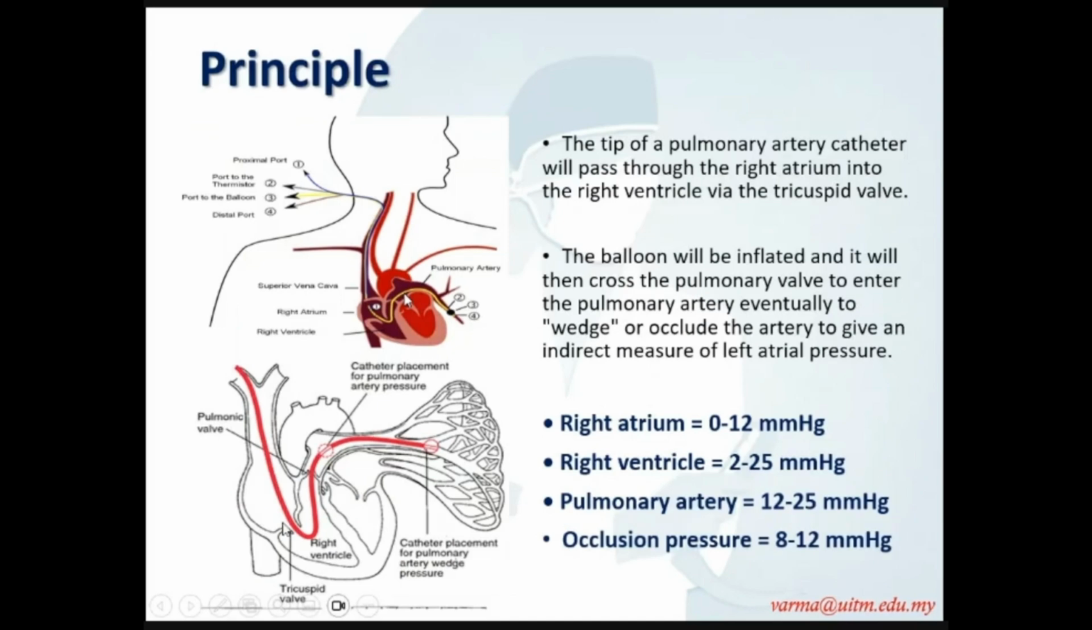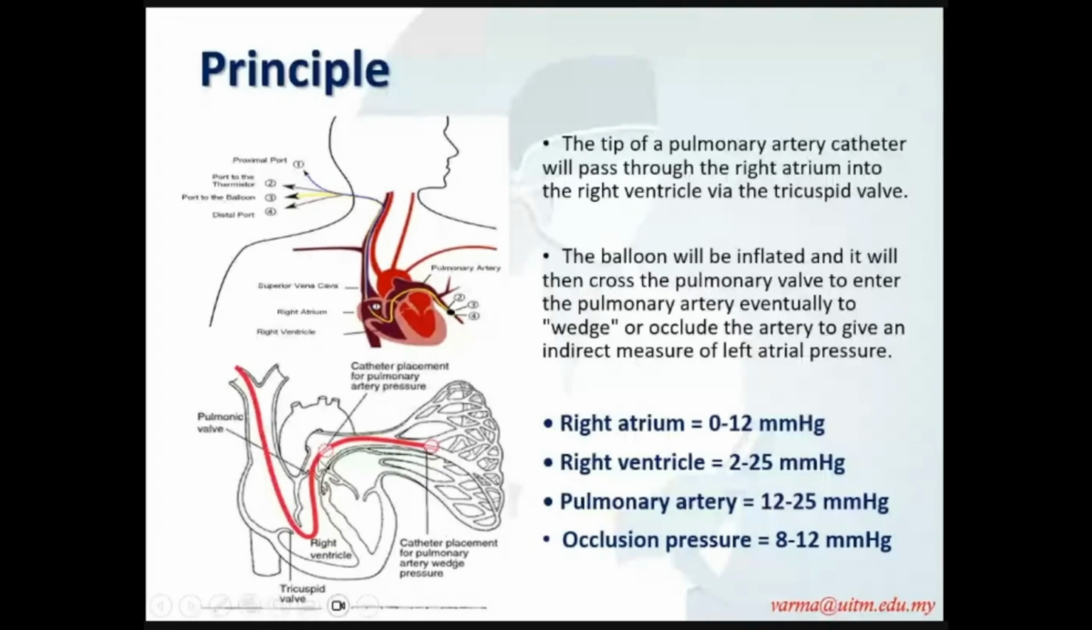So the moment we have passed into the right ventricle, we will inflate the balloon, and it will still be able to go through the pulmonary valve because it's only 1.5 cc inflation. But the moment it goes into the pulmonary artery and the capillary circulation, the vessels are very small and this balloon can occlude them. There will be a resistance where we'll stop. So the balloon will wedge or occlude the artery to give an indirect measure of the left atrial pressure.